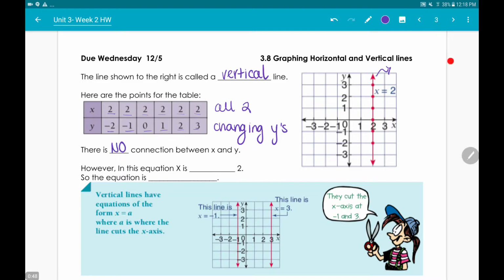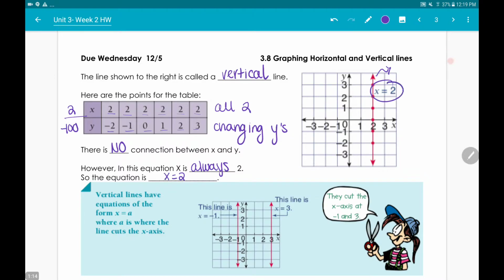So in our last video and in class, we saw that there was a pattern. It kept going up by the same thing. This one, there's no connection. However, in this equation, x is always going to be 2. So if I continued the table, and let's say I said negative y was 100, okay, my x value, I don't even have to calculate it. It's always going to be 2. So the equation for this is x equals 2.